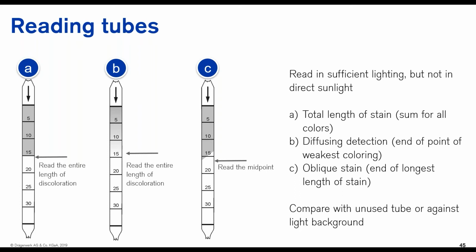For diagram C, it is actually quite straightforward. If the discoloration is on the diagonal, you read at the midpoint.